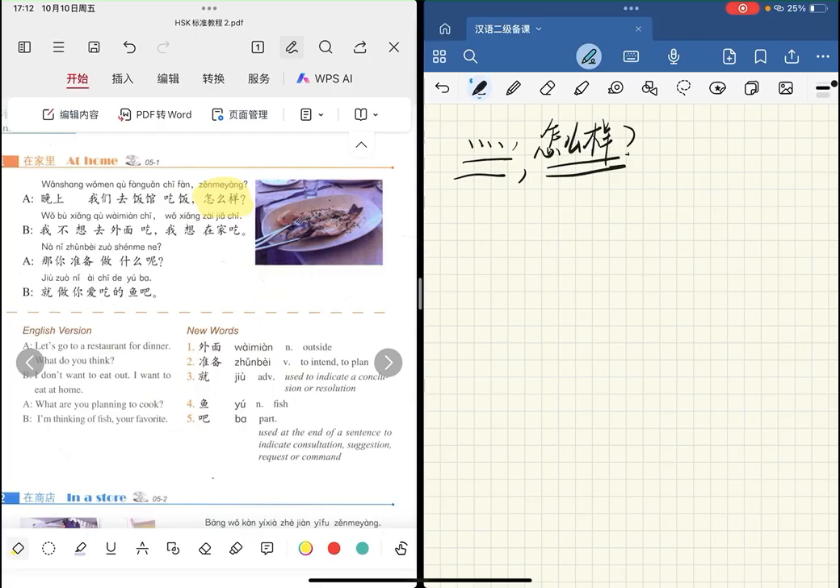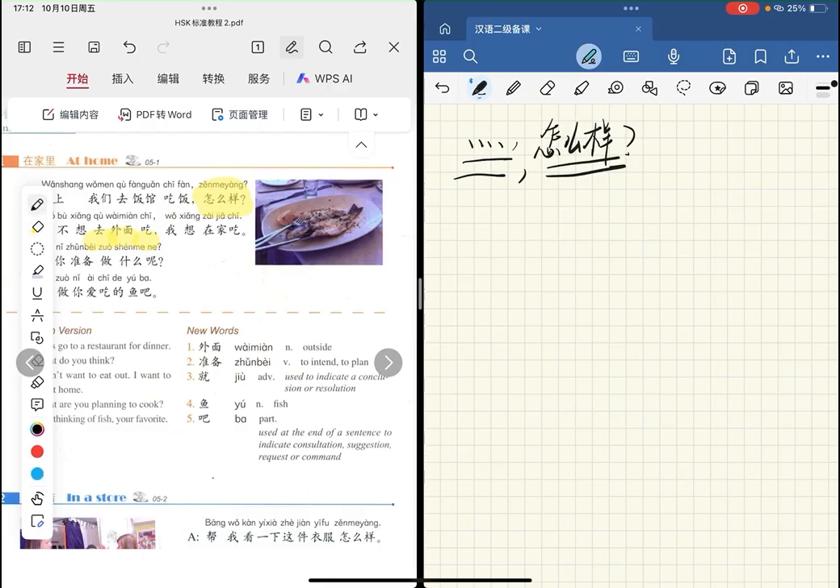我不想去外面吃. Okay? 想 is want. 不想, don't want. 我不想去外面吃. I don't want to go outside and eat. 我想在家吃. I want to eat at home. 我想在家吃.